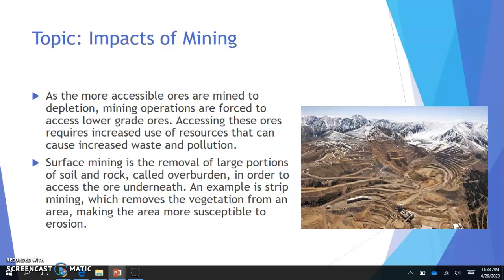When we talk about surface mining, and that's what this picture is of right here, that's the removal of large portions of soil and rock called overburden. So removing the stuff that doesn't have the mineral in it, it's kind of like waste or discard in terms of mining, and that's the overburden, in order to access the ore underneath. So the example here is strip mining, which removes the vegetation from an area, making the area more susceptible to erosion. Why would getting rid of vegetation in an area make the soil more susceptible to erosion? Why do you think?